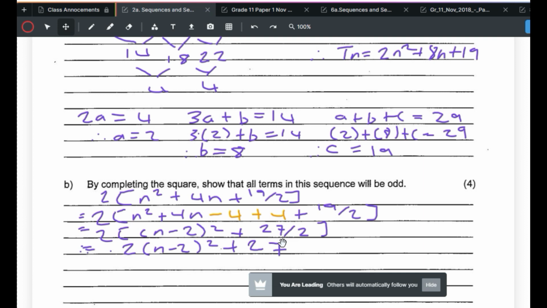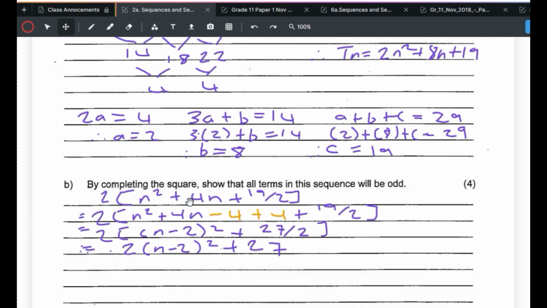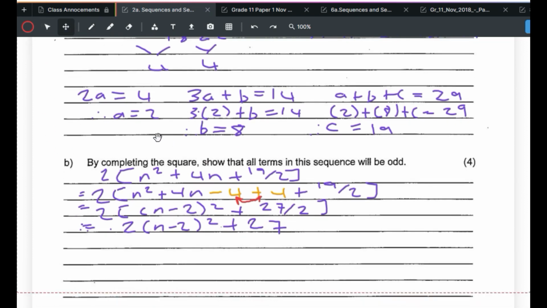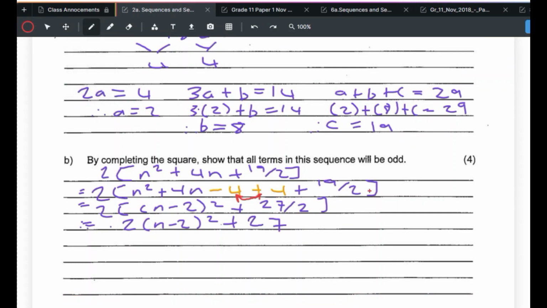Okay, so wait. Oh no, it's not. This here says n squared plus 4n, right? This two should have changed places. It should be plus 4n plus 4 minus 4. Because if you have your sequence, right, it's going to look like this. It should have been n squared plus 4n plus 4.